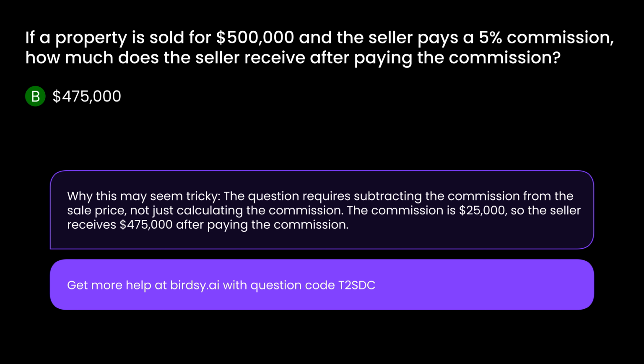Why this may seem tricky? The question requires subtracting the commission from the sale price, not just calculating the commission. The commission is $25,000, so the seller receives $475,000 after paying the commission.